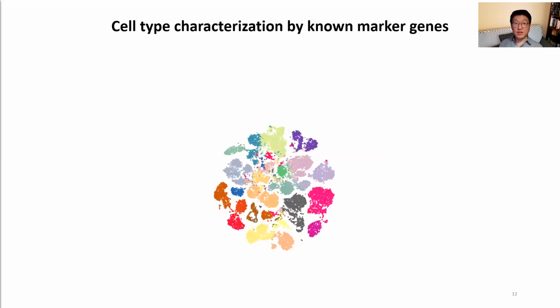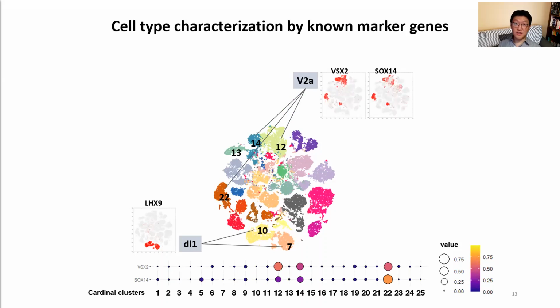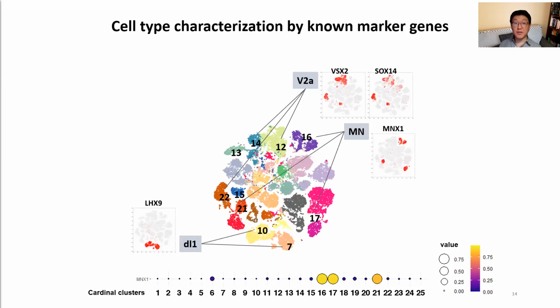And finally, we check the expression of known marker genes of specific cardinal cell types in our clusters. So we can see several of our clusters express localized expression of key marker genes, such as LHX9, which marks the DL1 cell type, is expressed in clusters 7 and 10. VSX2, SOX14 for the V2A cell type are expressed in clusters 12, 14, 22. And MNX1 for the motor neuron is expressed in clusters 16, 17, and 20.